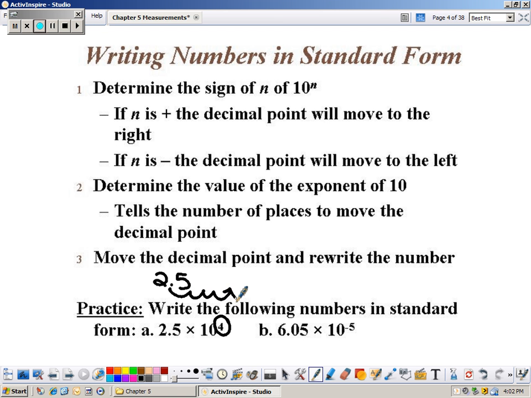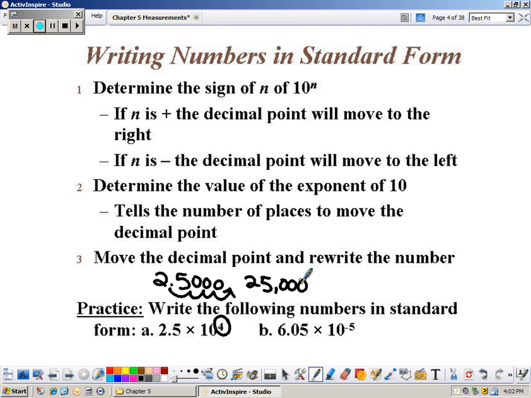Okay, 1 place is taken by the 5, so add 3 zeros. And that gives us 25,000. Okay, and that's it. So basically, you're taking that number and multiplying by 10 to the 4th power, or by 10,000, and that gives you 25,000.